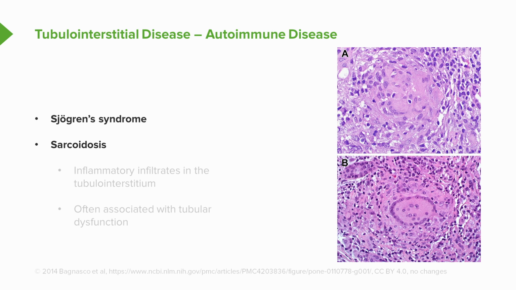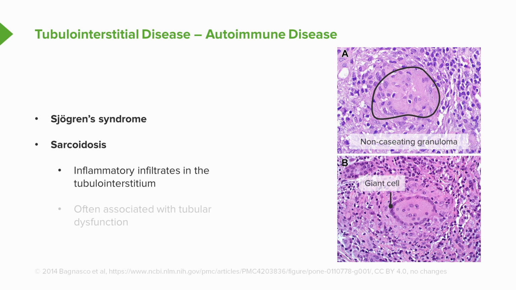Sarcoidosis is another autoimmune disease that we need to worry about that can cause tubular interstitial disease. And remember, this is really defined by these non-caseating granulomas as shown in our top figure over here. And that bottom figure has a beautiful giant cell that we can see also in sarcoidosis. Both of these are really marked by an inflammatory infiltrate in that tubular interstitium. In the case of Sjogren's syndrome, I tend to get a lymphoplasmacytic infiltrate. And in the case of sarcoidosis, as seen here, I get a lymphocytic infiltrate with these non-caseating granulomas and those giant cells as well.